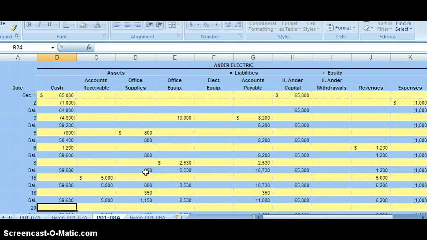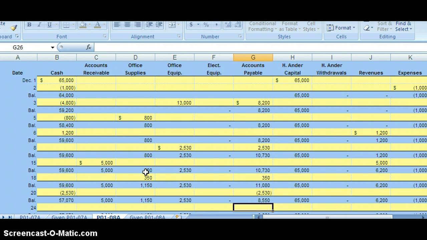On the 20th, we paid our cash. We actually paid off that accounts payable bill in the form of cash, so we're going to reduce cash by $2,530, and we no longer have a liability on our books because we paid off that bill. So we're going to reduce our liability by $2,530.